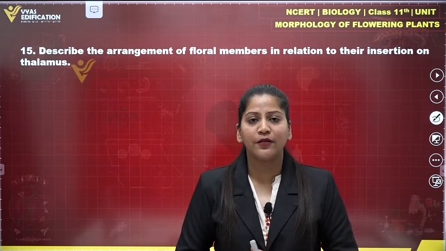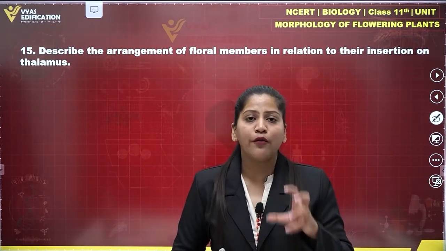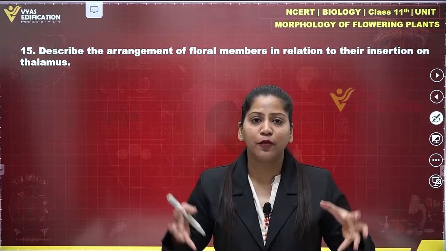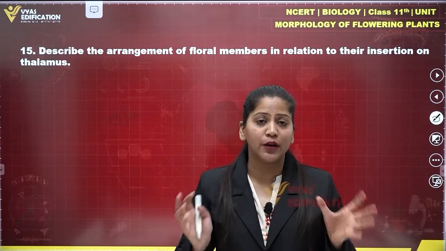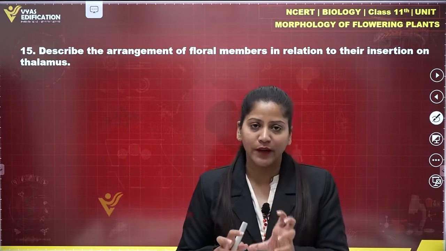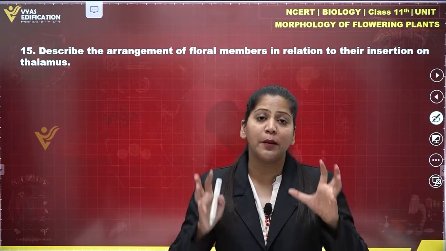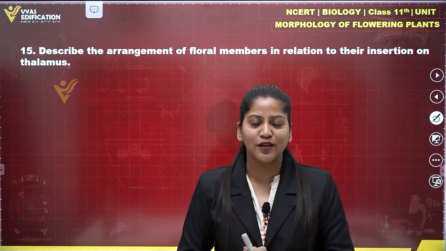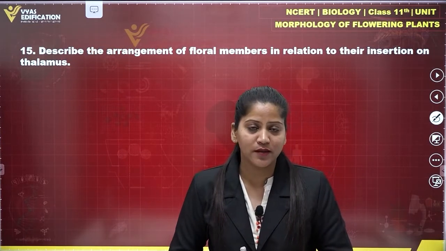The next type of flower we have is perigynous flowers. In this flower, the ovary is situated on the thalamus, right, along with the other floral parts. The other floral parts such as calyx, corolla and androecium are present at the rim of the thalamus, and in this case the ovary is said to be half inferior. For this we have example as rose.